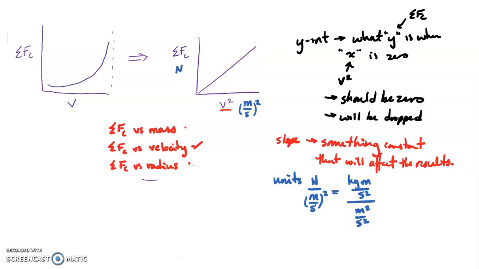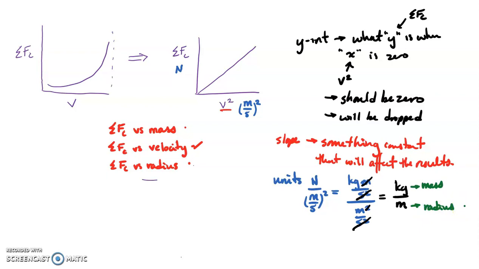So let's start crossing some things off the list. These seconds squared, they're going to cancel straight out. And then this singular meters is going to cancel out with the squared. So what we're left with are kilograms per meter. And that's really interesting because kilograms are units of mass, and meters would be units of our radius.